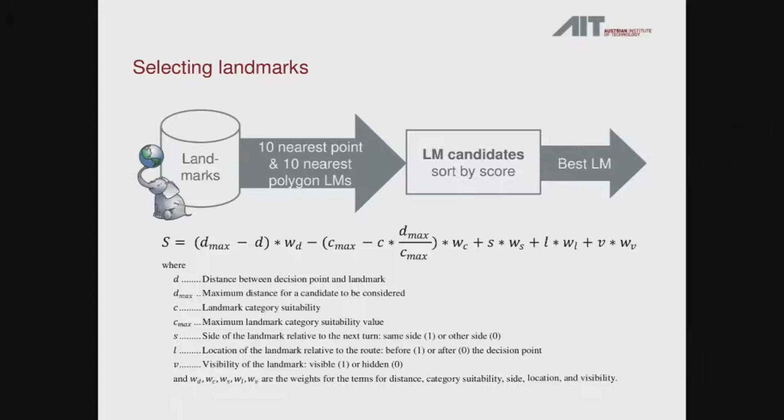You can use that or you can leave it out. Then you want the location of the landmark relative to the route. So is it before or after the decision point? Do you say turn left after the church, or do you say turn right before the supermarket? And where it gets really tricky is the visibility of the landmark. How can you make sure that the person can actually see the landmark when they get to the decision point?